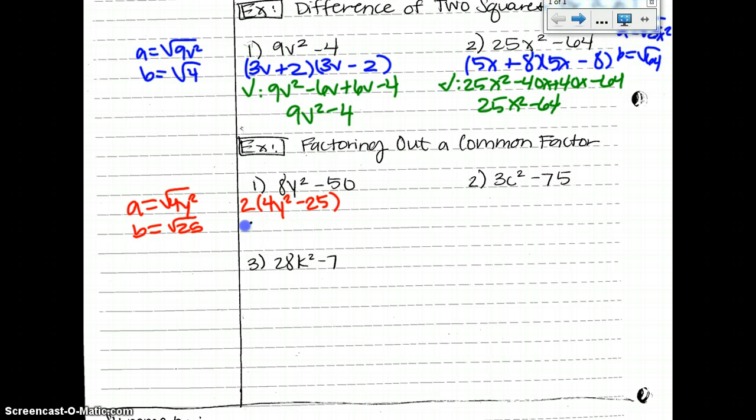So it's going to be 2 times 2y plus 5, 2y minus 5. And we can check our answer. 2 times 4y squared minus 10y plus 10y minus 25. Then we know that our 10y's would cancel out.